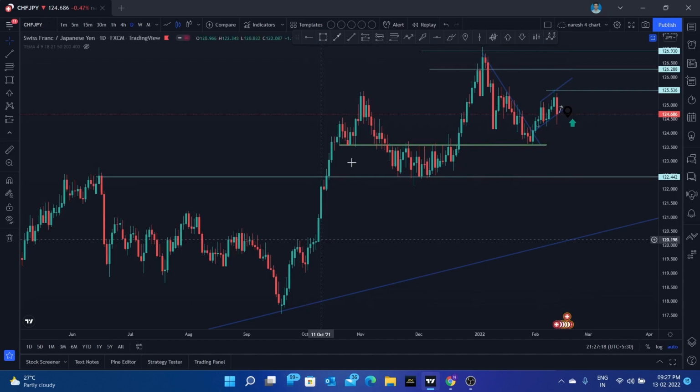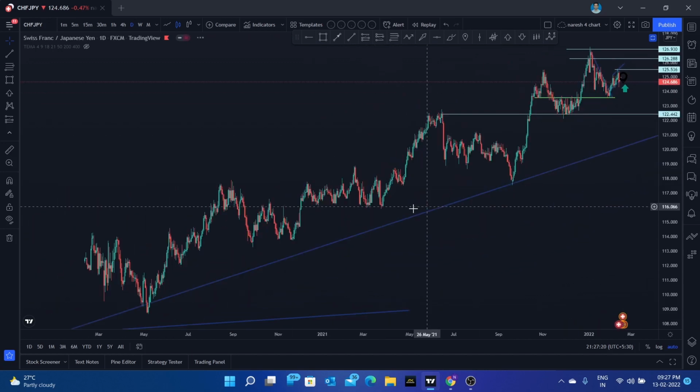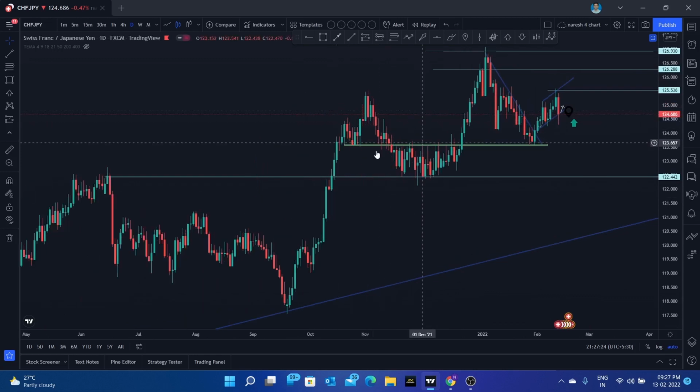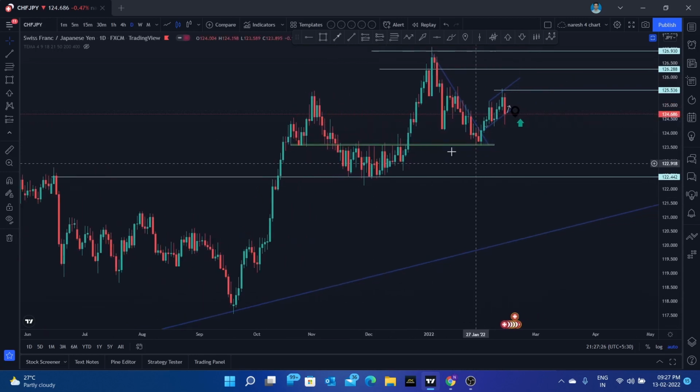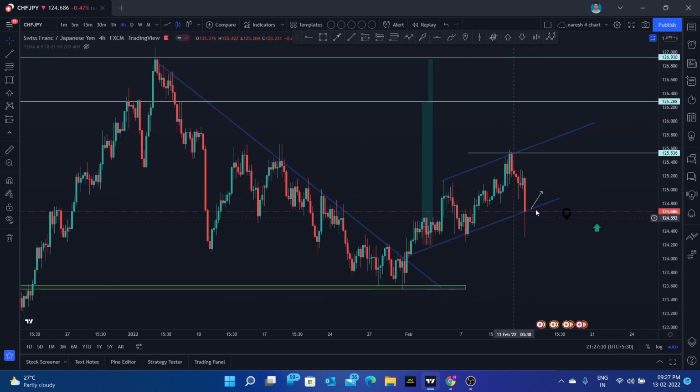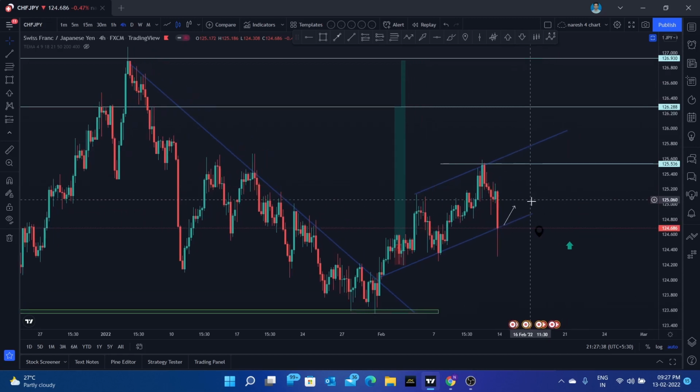So in CHFJPY, it is super bullish, guys. It is breaking all kinds of support, and it is moving higher and higher. It is still bullish, guys, and it is near the trend line support area. If it is holding this area, and if it is making some kind of bullish pattern, you can again go for a long entry and take this as your first target.